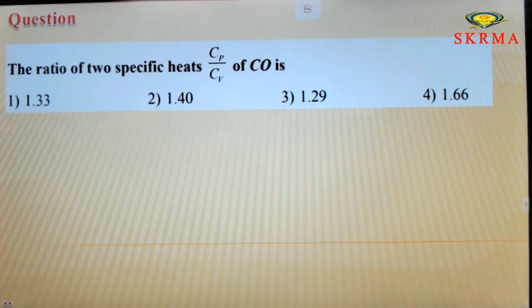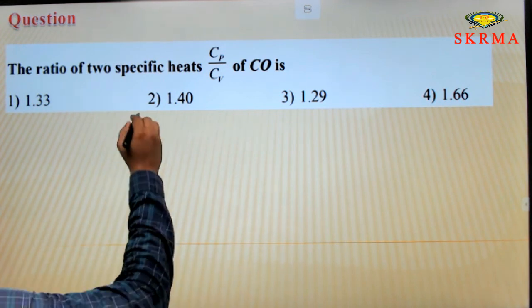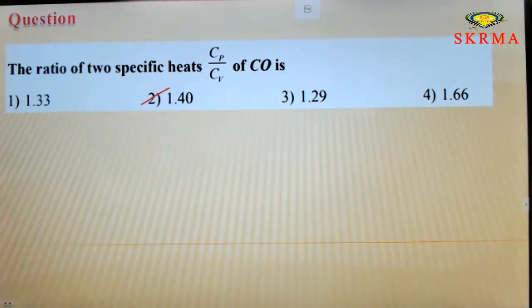Next, the ratio of specific heats of gas, Cp by Cv for CO. CO means diatomic or monoatomic? Diatomic. Diatomic molecule. So diatomic molecule gamma value 7 by 5. 7 by 5 means 1.4.